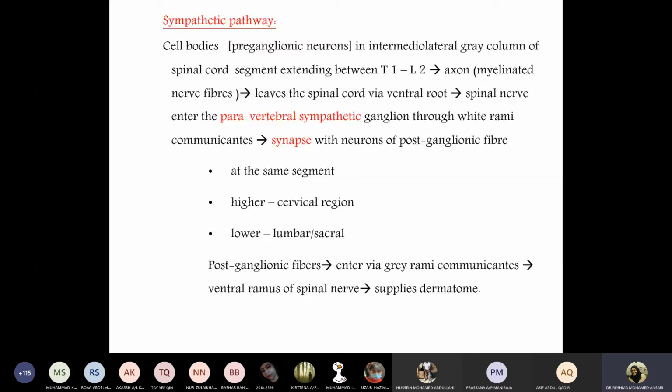So once it goes to the cervical, it will leave via gray rami communicantes to the ventral ramus of the spinal nerve and supply the dermatome or the glands of the body there. So for example, my face is sweating now. I'm sweating a lot. So why? Because of sympathetic fiber innervation.